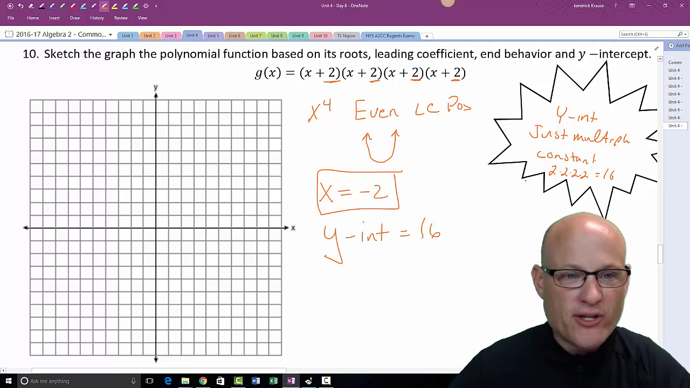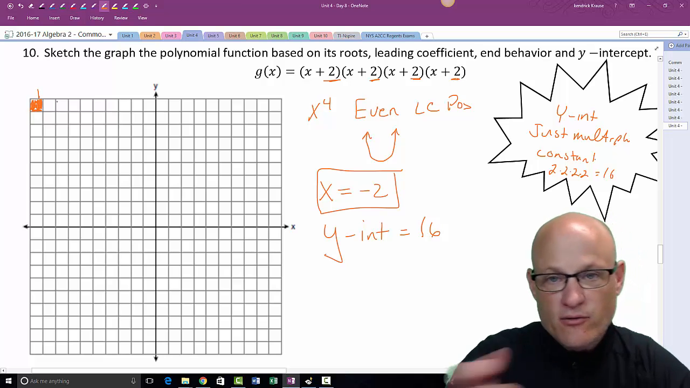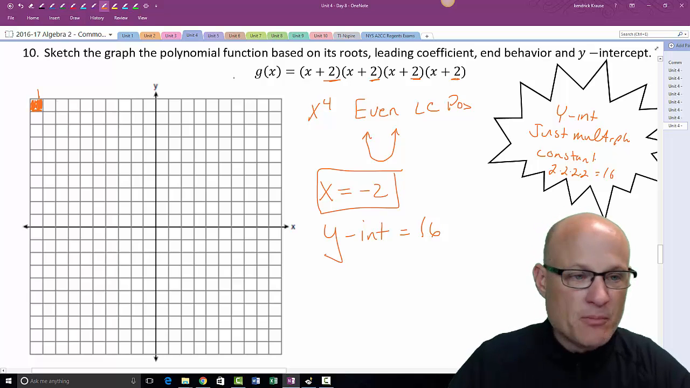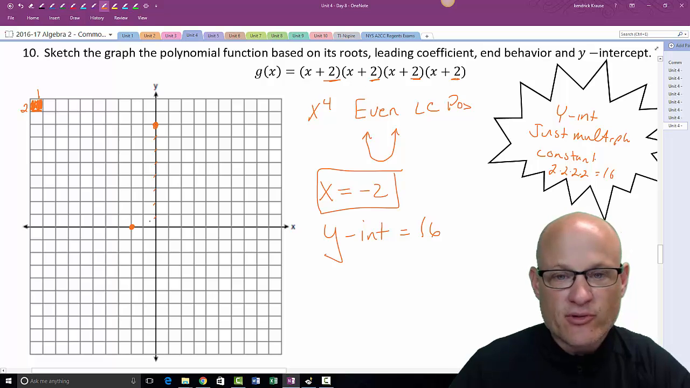Now, I probably should create a scale here because I only have 10 by 10. So I'm going to say, okay, kids, every box, you can put this anywhere you want, every box is going to be 1 horizontally, but 2 vertically. So 2, 4, 6, 8, 10, 12, 14, 16. My x-intercept is negative 2.